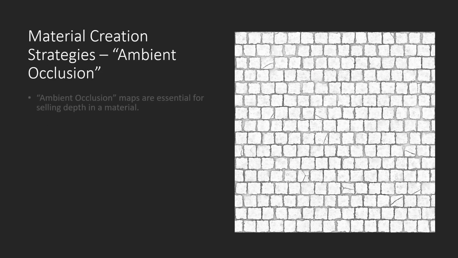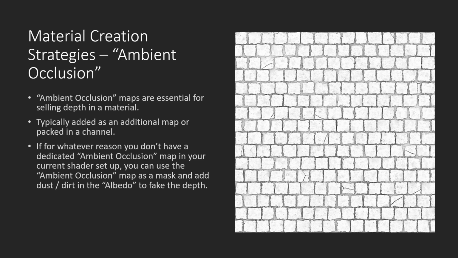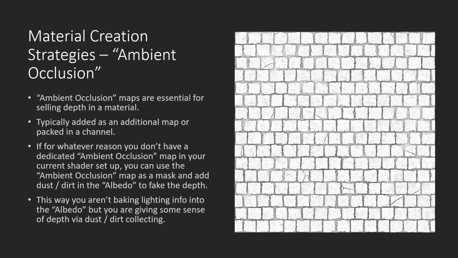And as far as ambient occlusion goes, these are essential maps for selling depth in a material. They're typically on their own or packed into a channel, depending on your shader. If for whatever reason you don't have a dedicated ambient occlusion map in your shader, it's okay to use it as a mask and put dirt in there to help sell that depth. That way you're not actually baking in lighting information, but you're giving a sense of depth and story there.